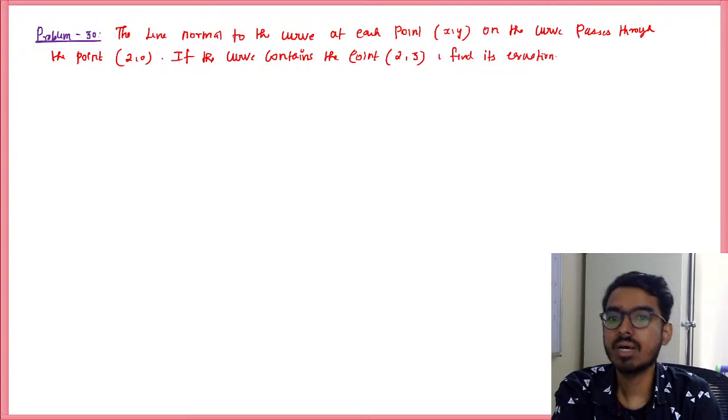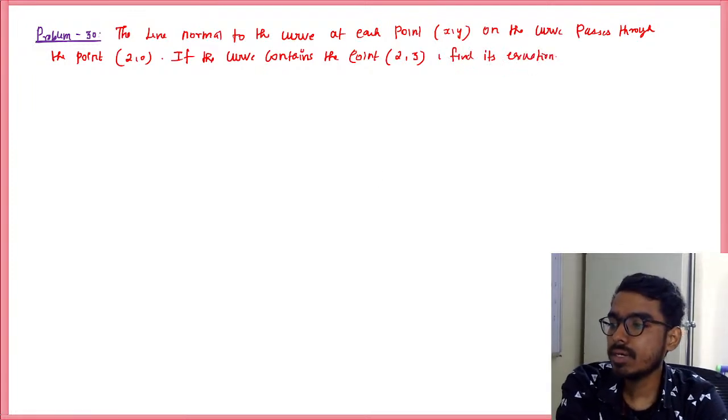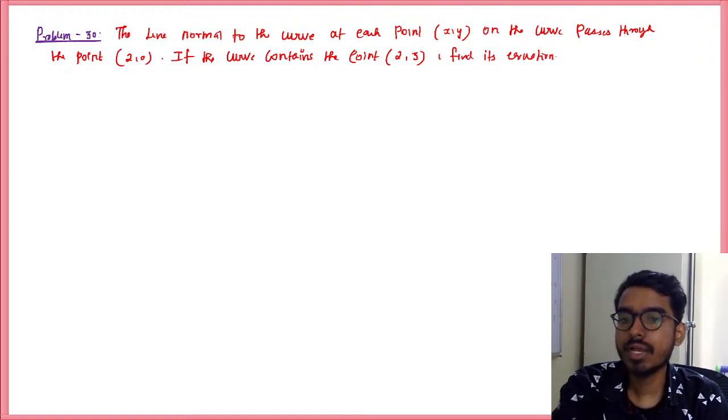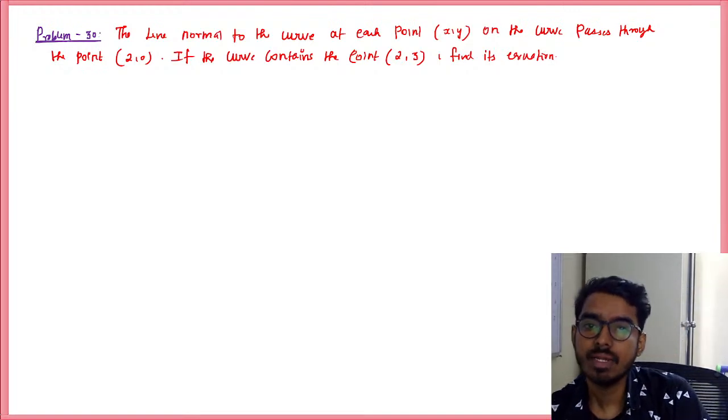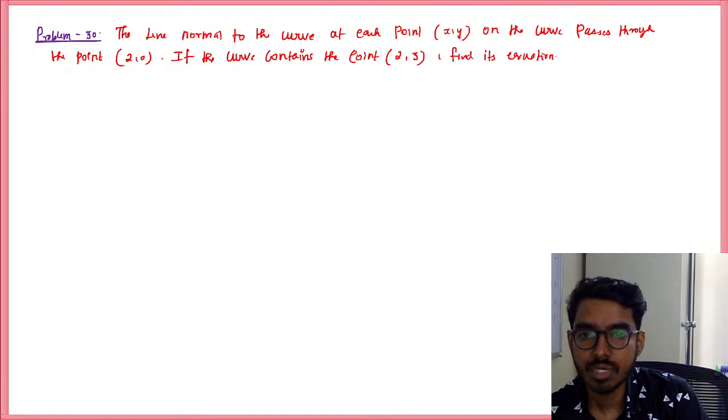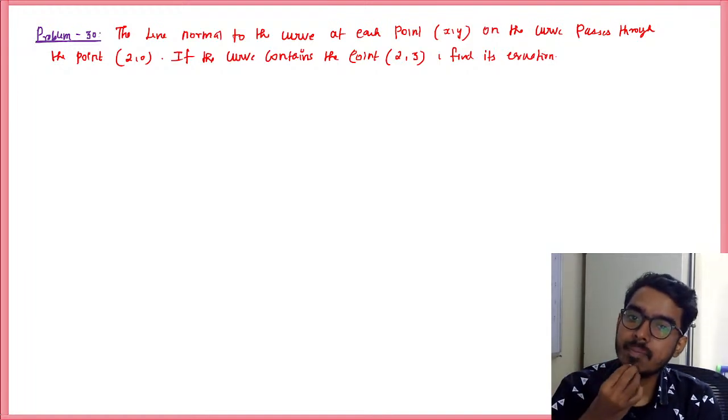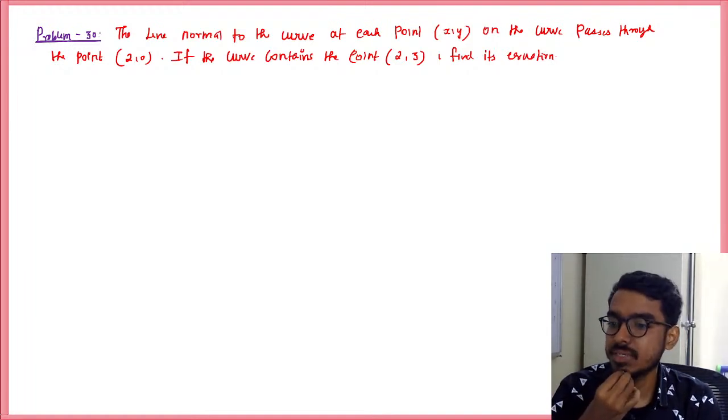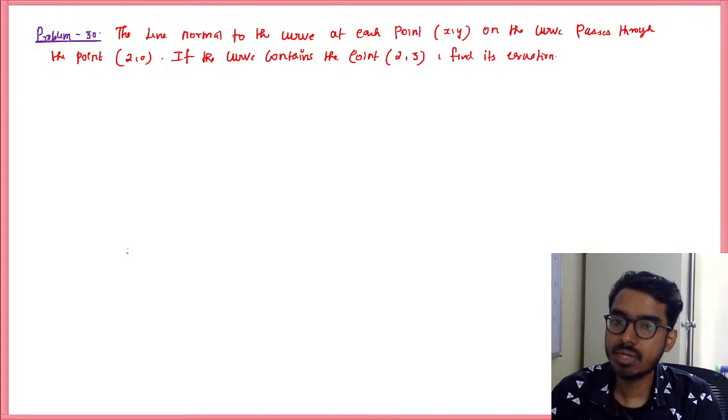Right? Very interesting problem. The line normal to the curve at each point x comma y on the curve passes through the point 2 comma 0. The curve contains the point 2 comma 3. Find its equation. Right? We'll do this very easy problem.